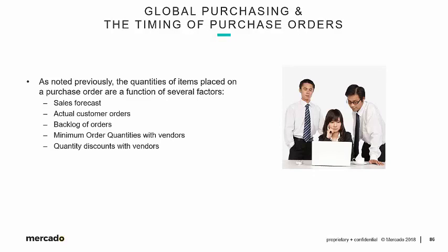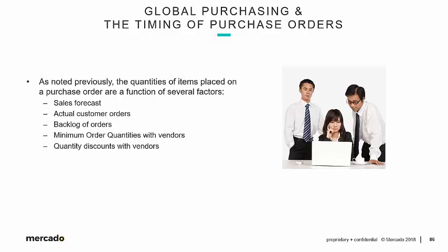A couple of comments before we dive into the beef of the topic. As noted previously, the quantities of items placed on a purchase order are a function of several factors. And we're talking about the quantities. How much do we place? How much do we buy in a given purchase order? 1,000 units, 10,000 units. That's what we're talking about here.